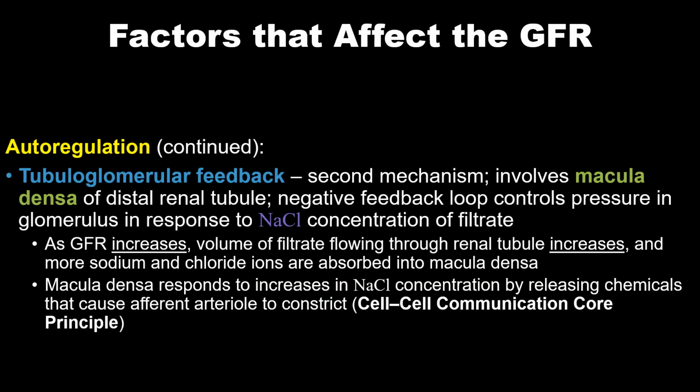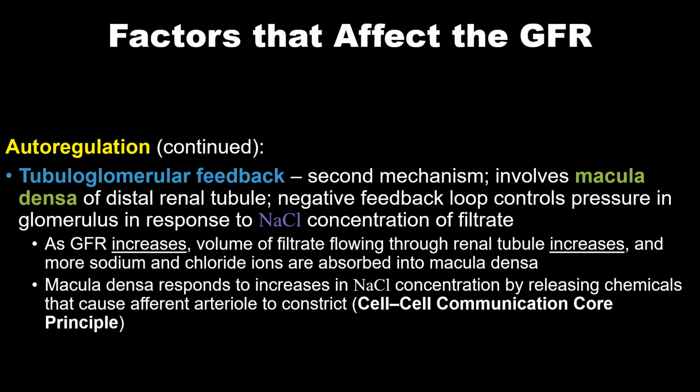Now you also have tubuloglomerular feedback, and this is going to involve that juxtaglomerular apparatus that I talked about in the first section. The JGA. This system is named for the fact that the macula densa of the distal renal tubule, remember, is part of this negative feedback system that controls pressure in the glomerulus. And the basic feedback loop is this. As the GFR increases, the volume of filtrate going through the renal tubule increases as well. That makes sense, right? More plasma exits into the capsular space, making more filtrate. More filtrate is going to move through the tubules.